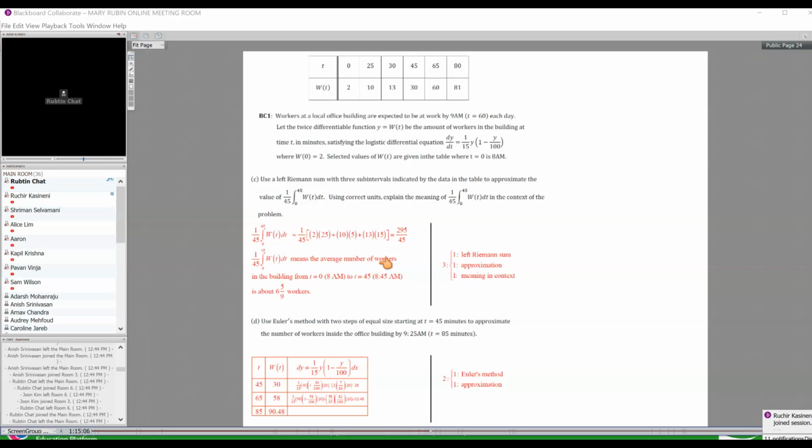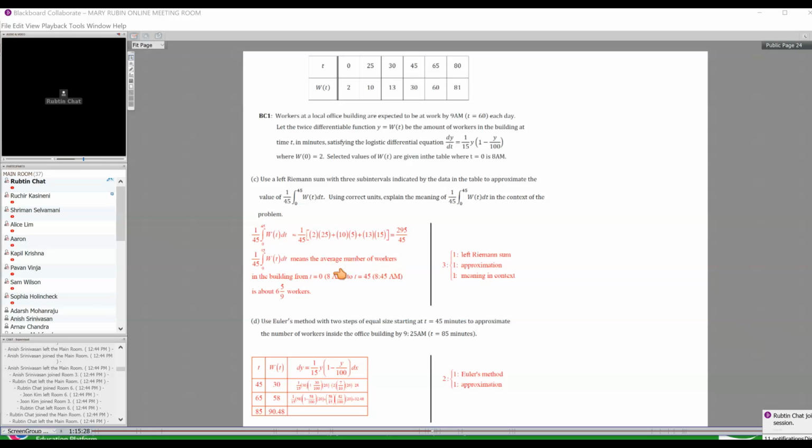But the big deal is that you're using the left endpoints for your heights, that you've given an approximation, and then that you're explaining what it is. The average number of workers is about blah, blah, blah workers. I saw a couple of people who just said the average number of workers is blah, blah. What I would say, maybe say this a second time.